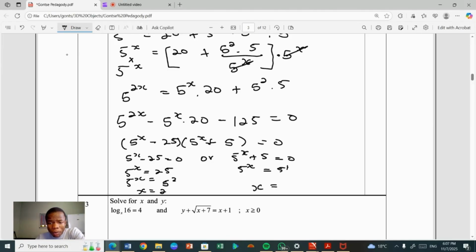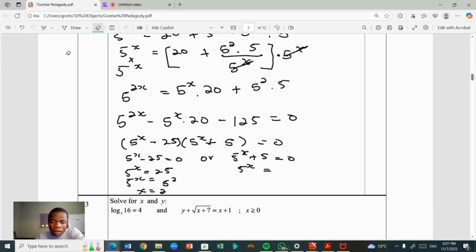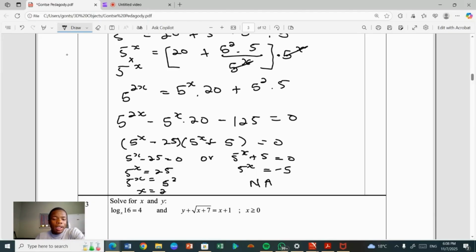No, when we transpose, don't forget, you almost make a mistake. When we transpose, this has to change the sign. So when it changes the sign, it means that the base is no longer the same. So this is not applicable, right? It's not applicable, right? So our answer is x is equal to 2. So that is our answer.